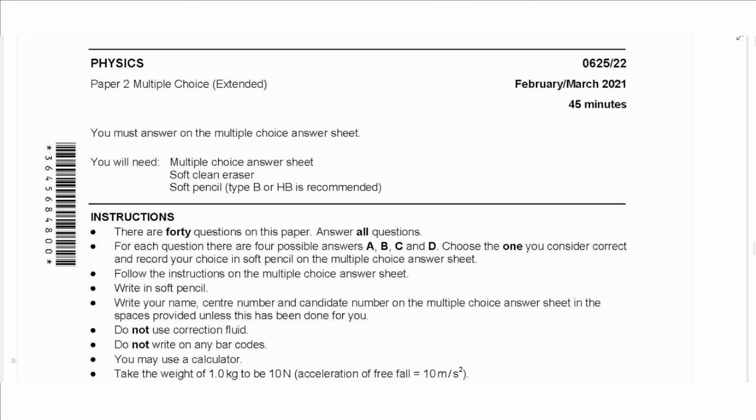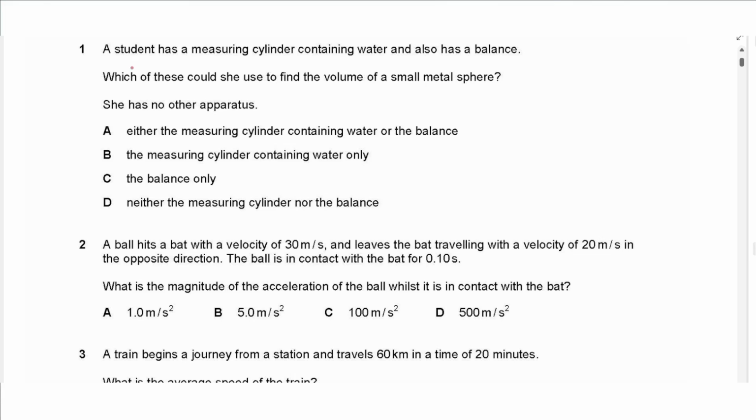So let's get started. Question 1 says a student has a measuring cylinder containing water and also has a balance. Which of these could she use to find the volume of a small metal sphere? She has no other apparatus. Either the measuring cylinder containing water or the balance? No, we do not need the balance to measure the volume. So balance only, also rejected. Neither the measuring cylinder nor the balance? No, we need the measuring cylinder. So the measuring cylinder containing water only. So the answer is B.